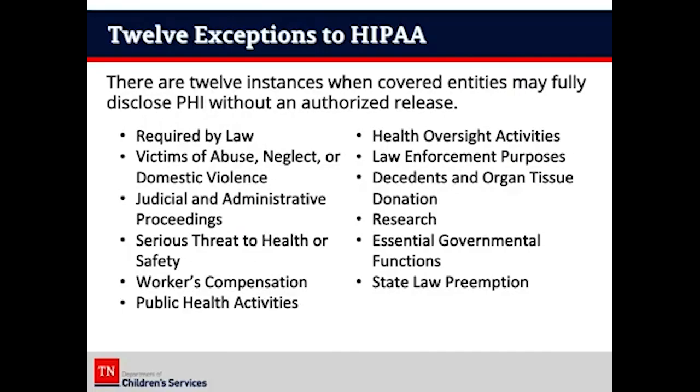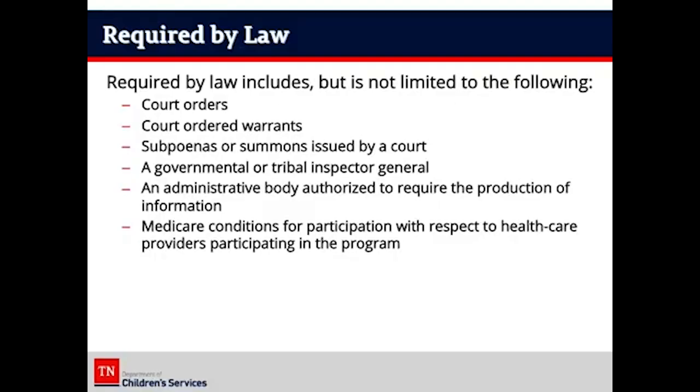There are 12 instances when covered entities may fully disclose PHI without an authorized release. Required by law includes, but is not limited to, the following: court orders, court-ordered warrants, subpoenas or summons issued by a court, a government or tribal inspector general, an administrative body authorized to require the production of information, Medicare conditions for participants with respect to health care providers participating in the program.